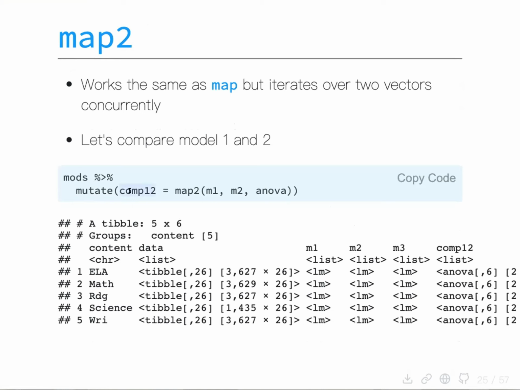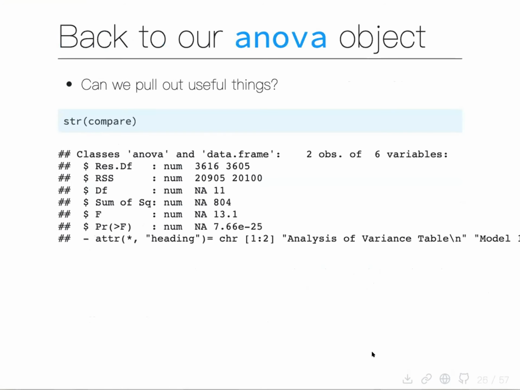I'm creating a new column again, which I'm calling comp12, compare model 1 and model 2, okay? Where I'm going to say map2 loop through both M1 and M2 simultaneously, and then apply the function ANOVA. So what that's going to do is put this as the first argument and this as the second argument for each row. It's going to loop through them both at the same time. So now we get this comparison. All right, still not terrifically helpful because it's in a list column.